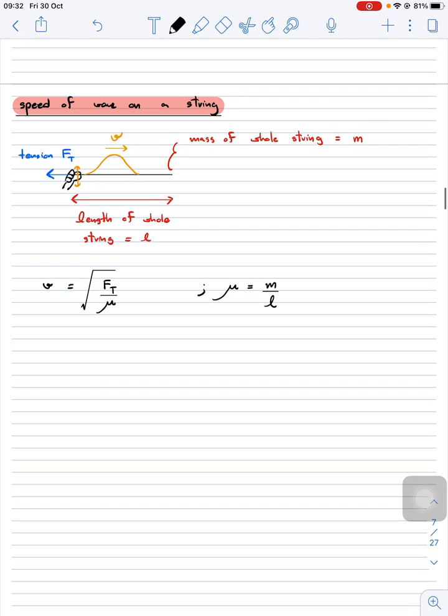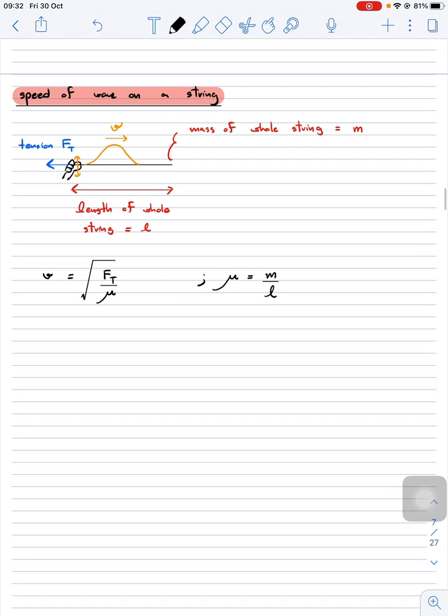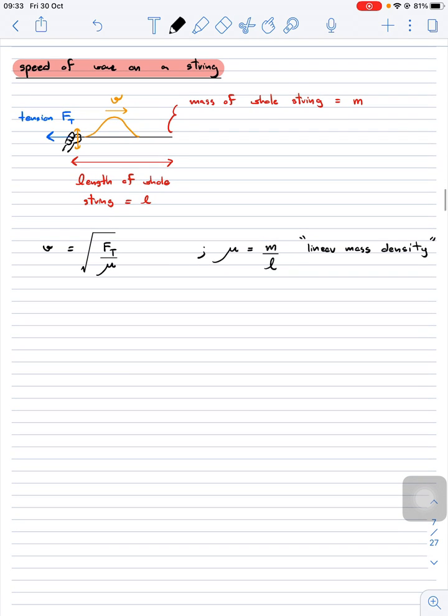Okay, so mu is called the linear mass density of the string. Okay, the linear mass density of the string. And that's it. So this will be the speed of the wave on the string.